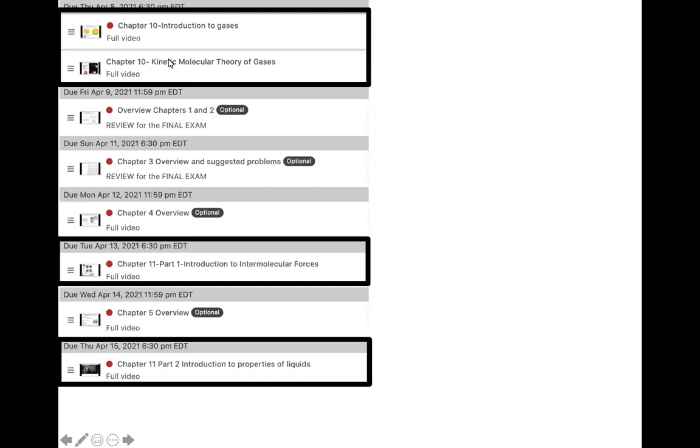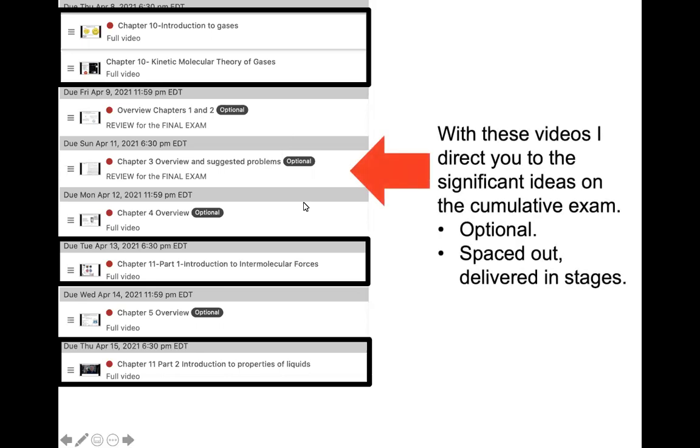Chapter 10 is what we're covering tonight. There are some videos coming up pertaining to chapter 11, but you'll notice I put in a lot of these optional ones. These are videos where I'm trying to direct you to what I think are the significant ideas you should expect for the cumulative exam. These are all optional. If you want to give them a watch, give them an overview, see what you think.